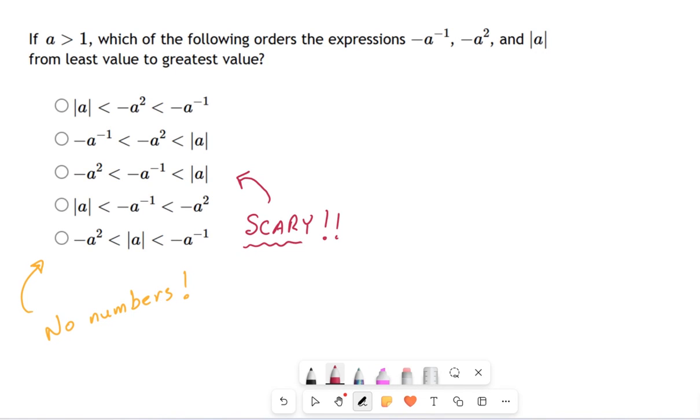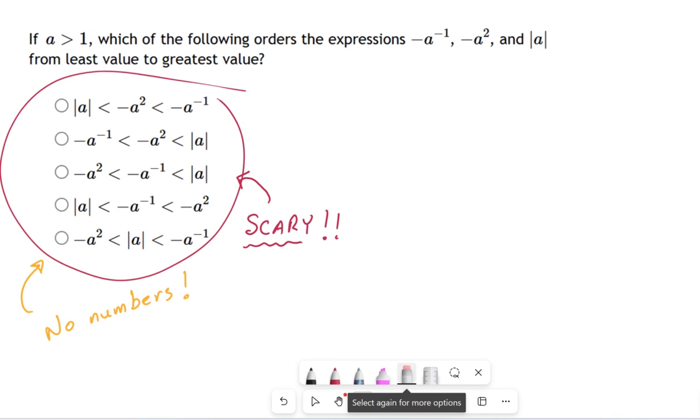A common sort of problem in standardized tests is something that talks about inequalities, right? It has these less than or greater than signs, but there's no numbers anywhere, or very few numbers. Like all this stuff right here, this looks terrible because you don't have any real world things that you can relate to these A's with.